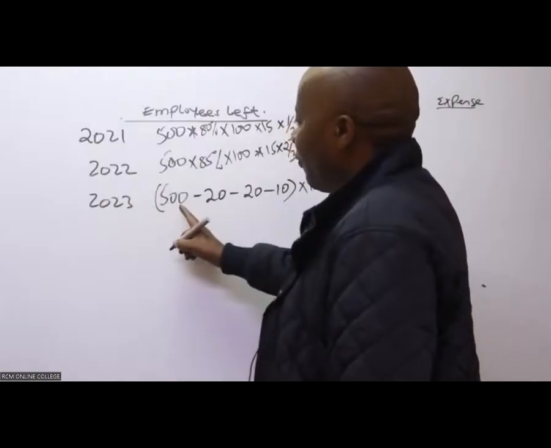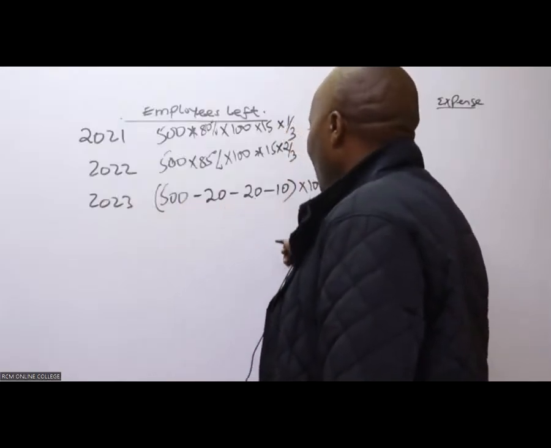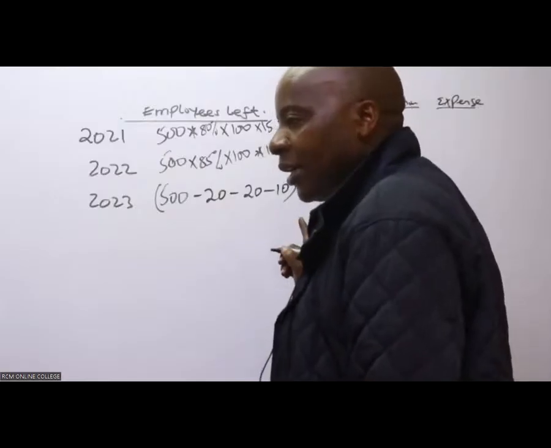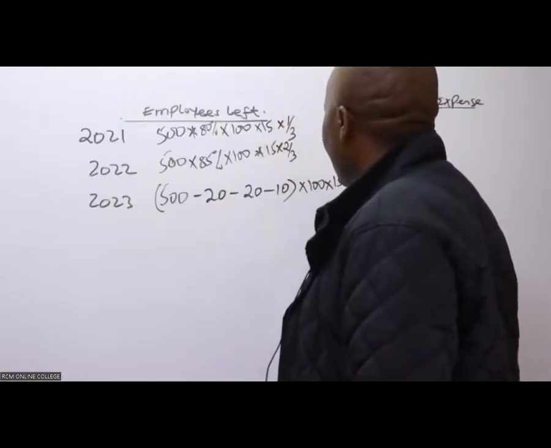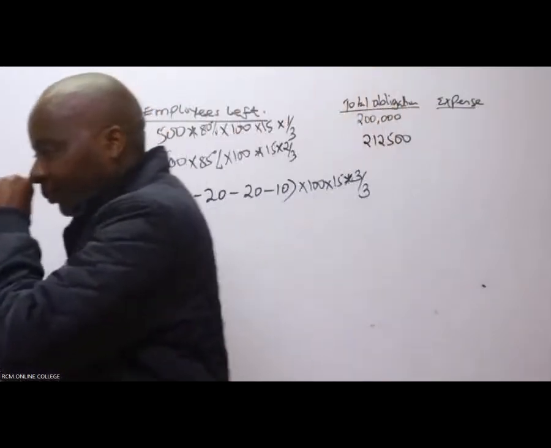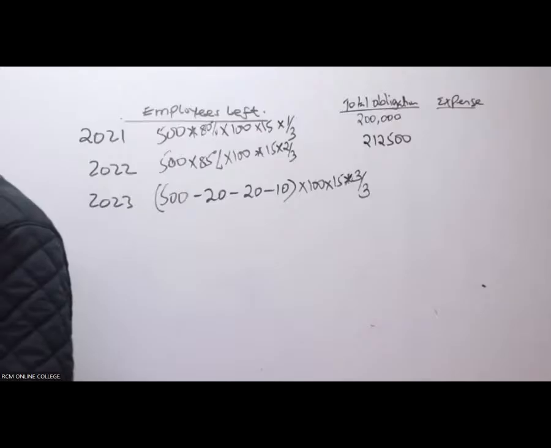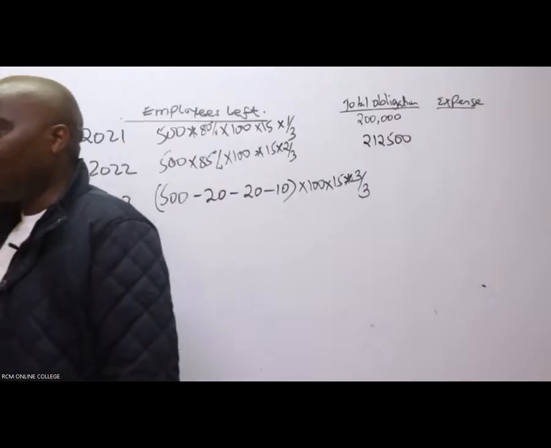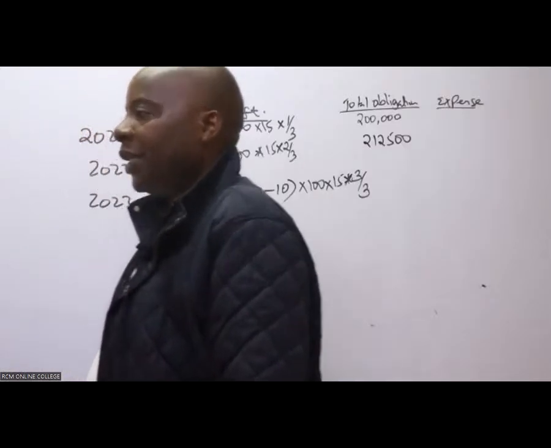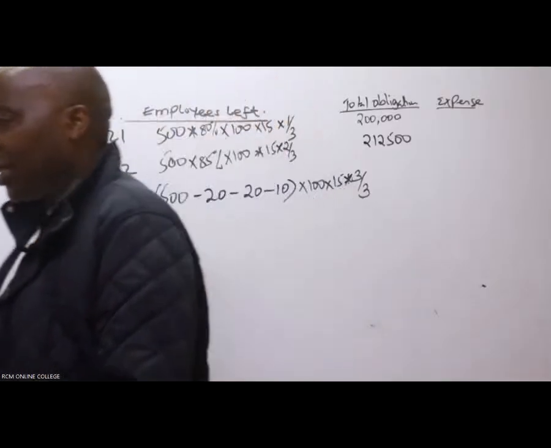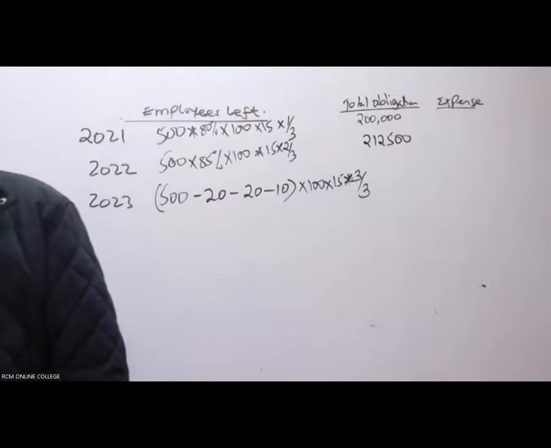Open your brackets nicely: 500 minus 20 minus 20 minus 10, you close, times 100 times 15 times 3 over 3. The last one. How about the last one? 225,000, all right? Is the last one 225,000? Check nicely.